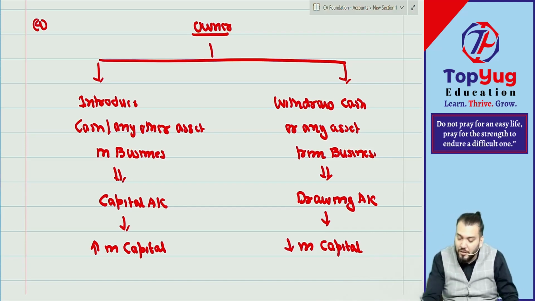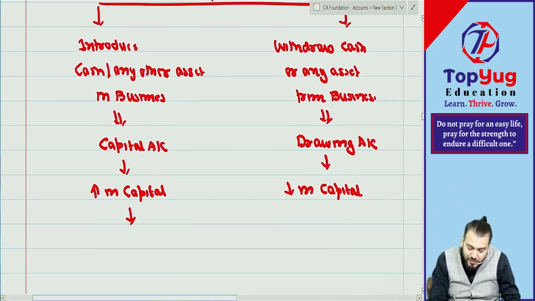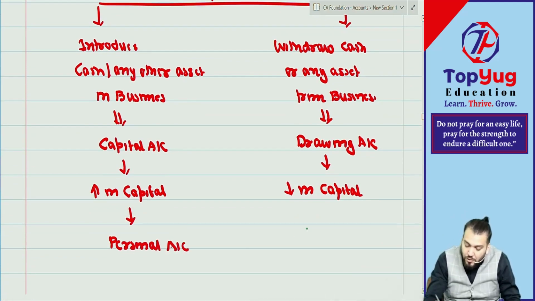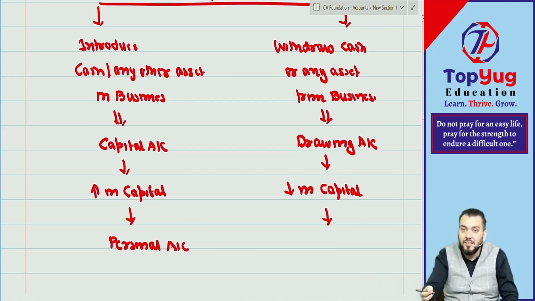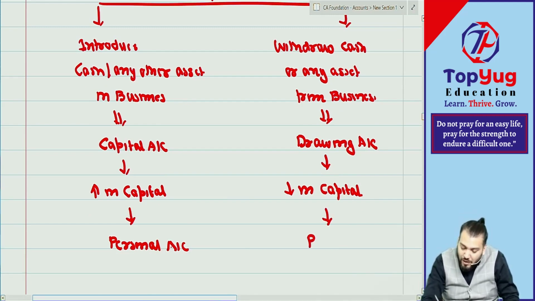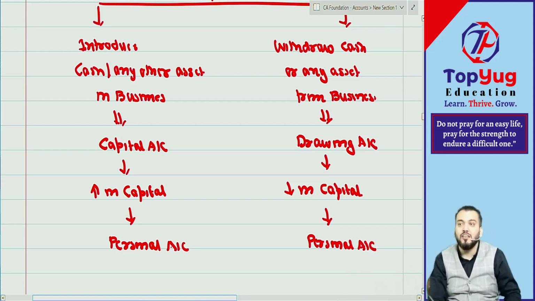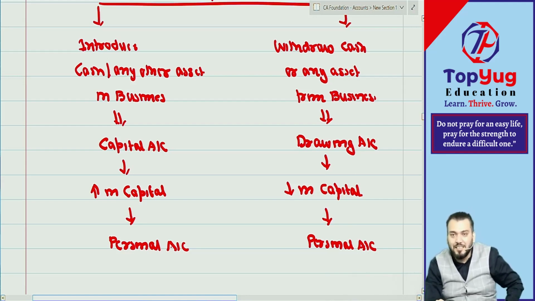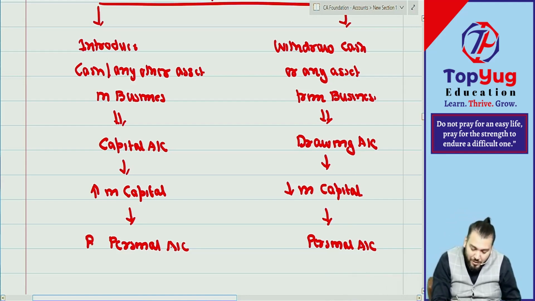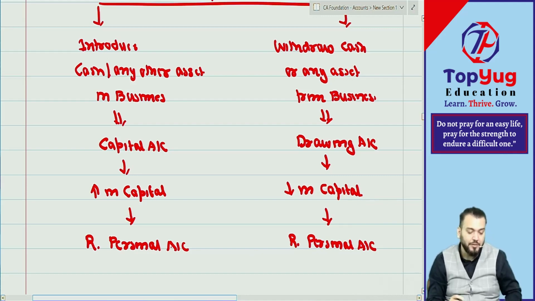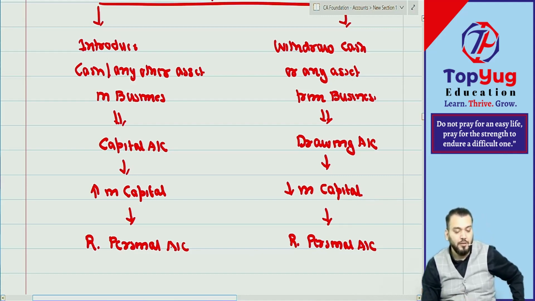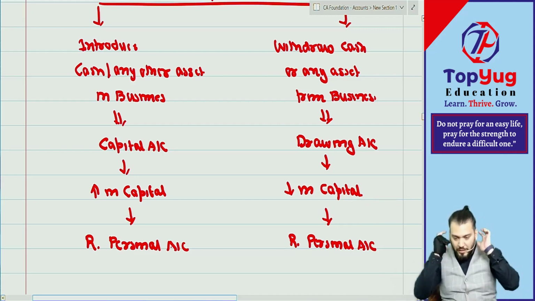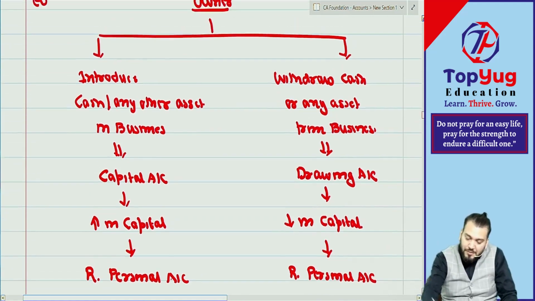Correct? Understood? And can I say both will be which account, real or personal? It will be a personal account. So the drawing account also represents the owner only. And this will be which personal account: natural, artificial or representative? It is a representative personal account. You can write RP for representative personal account. Understood? Have you understood this much? Correct.